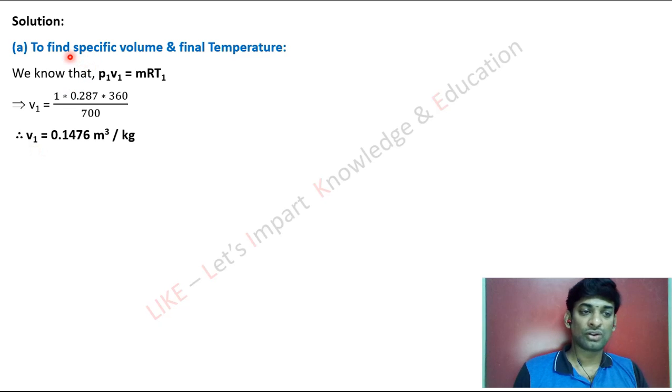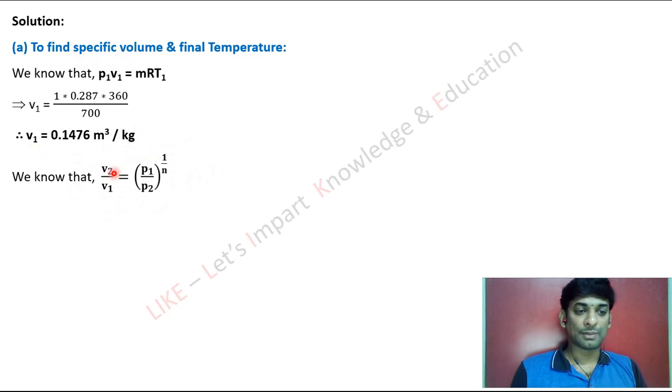Now you are going to calculate specific volume at final condition. This is a polytropic process, so I am using the polytropic expression. This is derived in the derivation and explained in the previous problem. Refer to the previous problem for any clarification. V2 by V1 is equal to (P1 by P2) whole power 1 by n. This is the generic formula for a polytropic process.